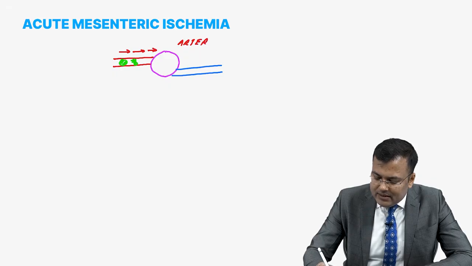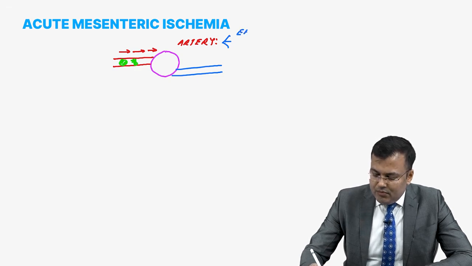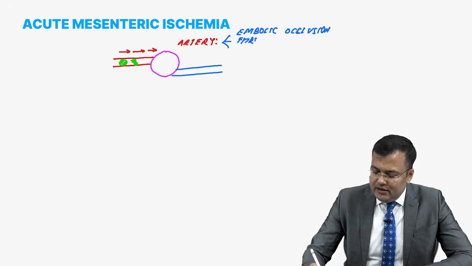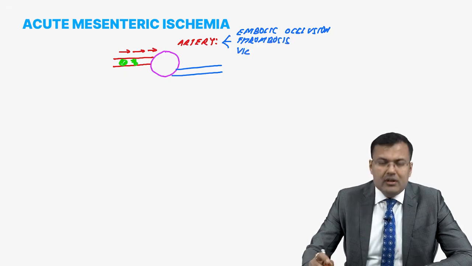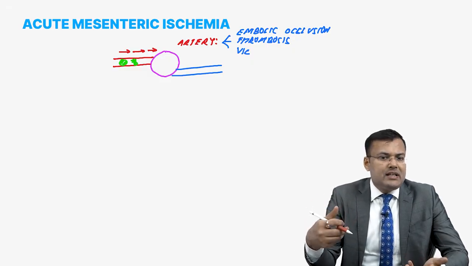If in the artery supplying the organ, there can be embolic occlusion. So what happens? There is embolic occlusion, right? There can be arterial thrombosis, right? And sometimes there can be vasoconstriction. In all these cases, there is impaired blood supply to the organ. So obviously there is ischemia.